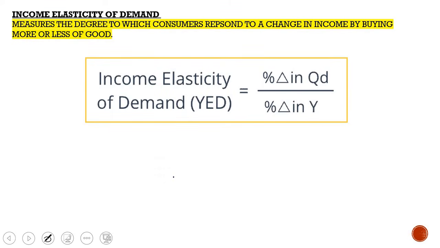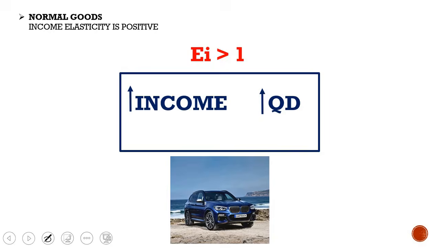Then you have income elasticity of demand. Income elasticity of demand measures the degree to which consumers respond to a change in income by buying more or less of a good. If income increases, they'll purchase more. If income decreases, they'll purchase less. Or it may be the other way around. Income elasticity of demand equals the percentage change in quantity demanded over the percentage change in income. Again, it's just new minus old over old for both of them.